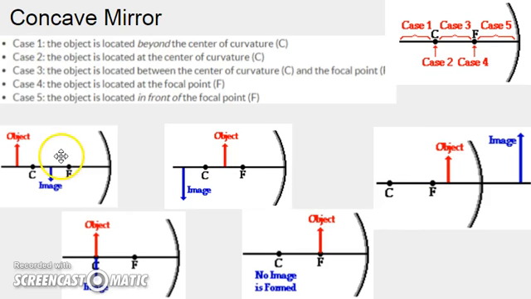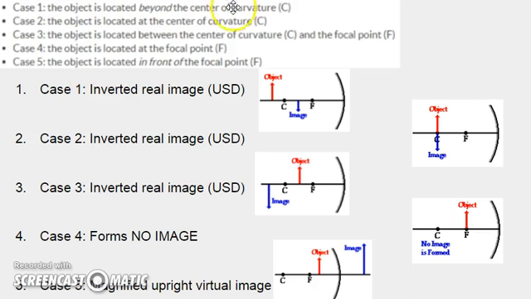Case 1, the object is located beyond the center of curvature. If the object is located beyond the curvature, it's an inverted real image, right? Inverted, it's upside down. Object is out here, upside down here. Case 2, the object is located at the center of curvature. It's an inverted real image, upside down. Right? So we're talking about different locations along the plane of the mirror.